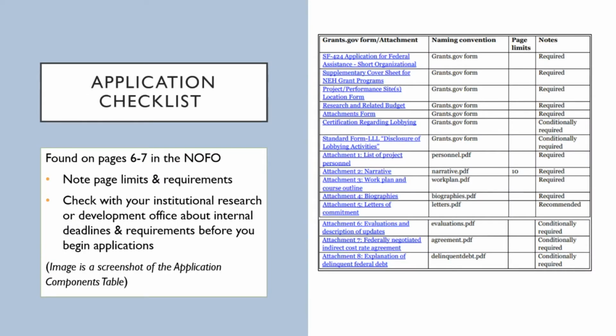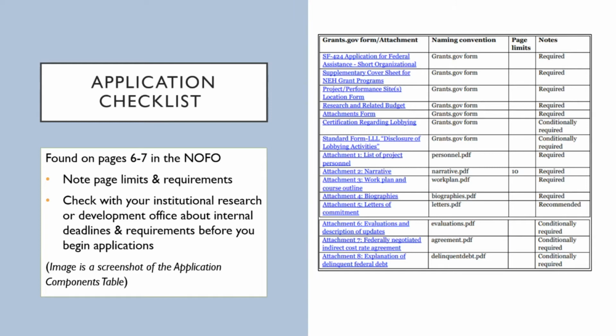And to help you keep track of all of these components, we've put together a checklist on pages 6 and 7 of the NOFO. You'll see that some of the items are grants.gov forms, while others are PDF attachments. The entire grant application will be submitted through the grants.gov portal by your Office of Sponsored Research or your Grants or Development Office. So now is the time that you should start working with your colleagues in those offices to discuss responsibilities and expectations for completing the application on time.